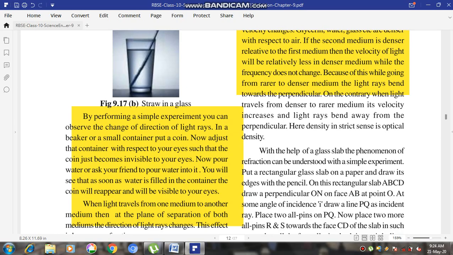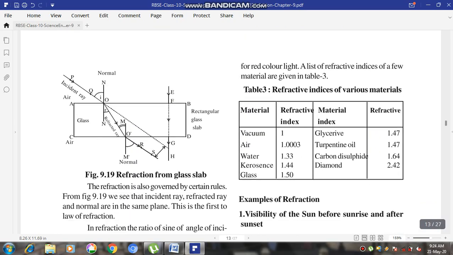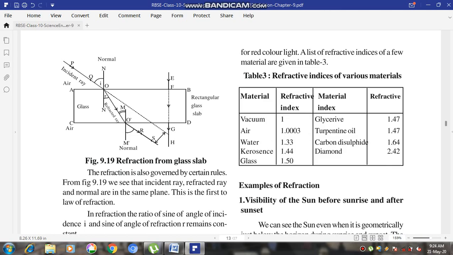This diagram shows how refraction takes place. That is the incident ray, and one is the normal, and that is a rectangular glass slab. That is the incident ray, P to O, and that is the refracted ray, O to O dash, and that is the normal line N. The angle between Q and O is angle i, which is called the angle of incidence, and that is the angle r, the angle of refraction, between S and O.